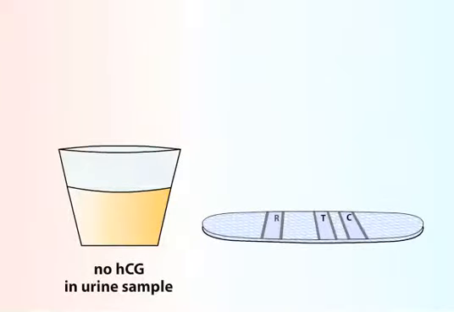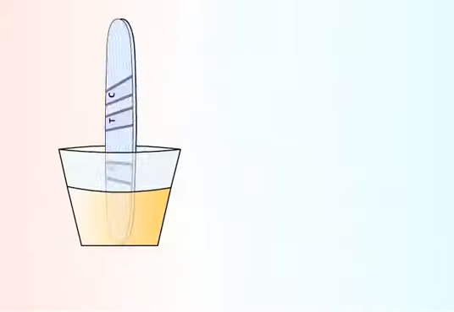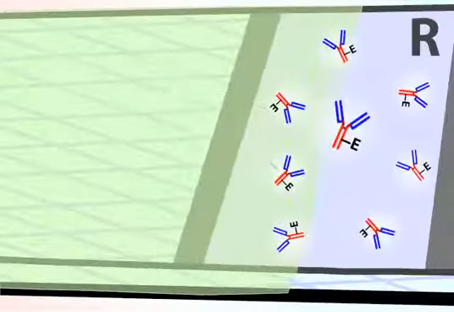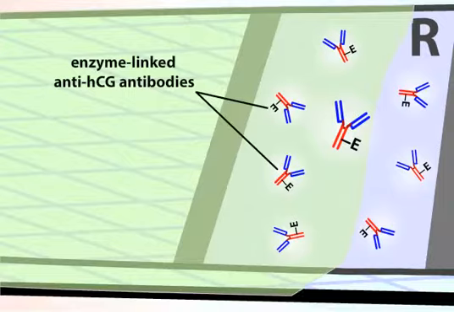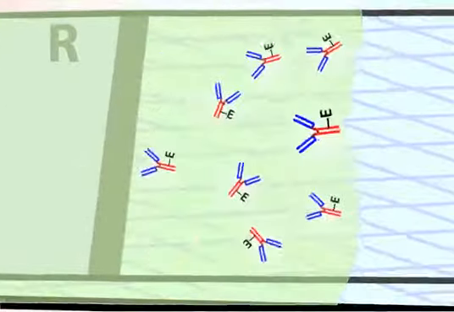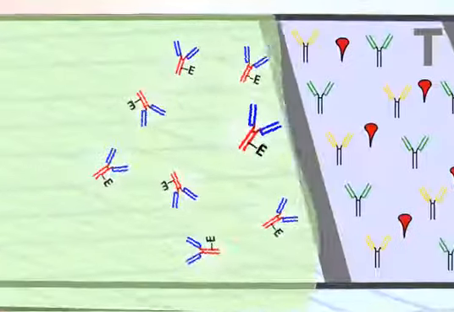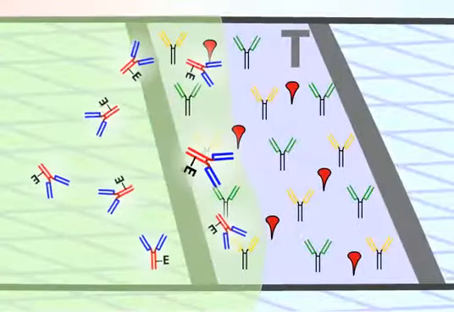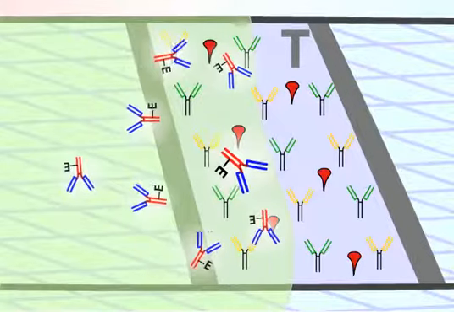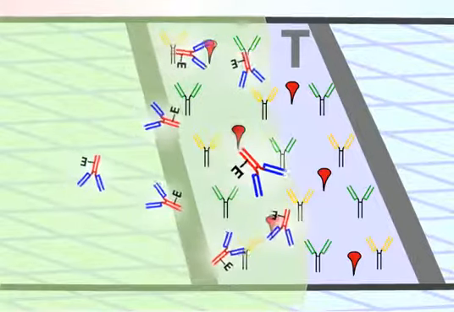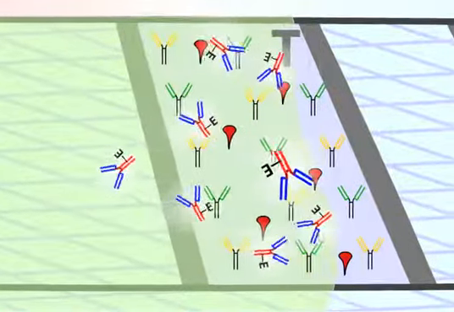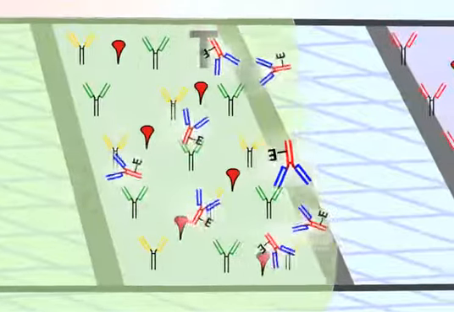In urine lacking HCG, when the sample flows to the reaction zone, the antibodies have nothing to bind to. The antibodies detach from the reaction zone and migrate alone up the test strip. The enzyme-linked antibodies arrive at the test zone. Because the migrating antibodies are not carrying HCG molecules, the immobilized anti-HCG antibodies in the test zone are not able to snare them. The antibodies continue to travel along the strip.